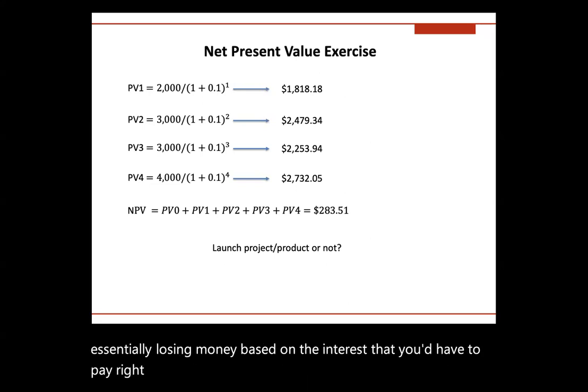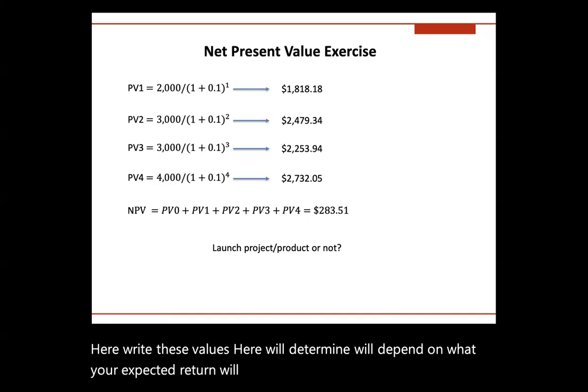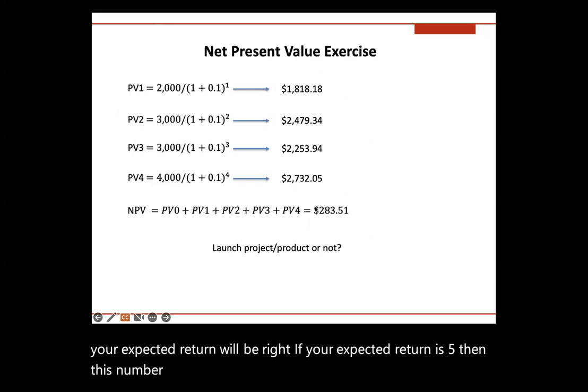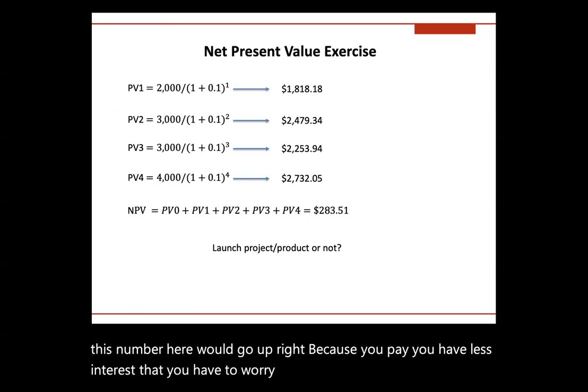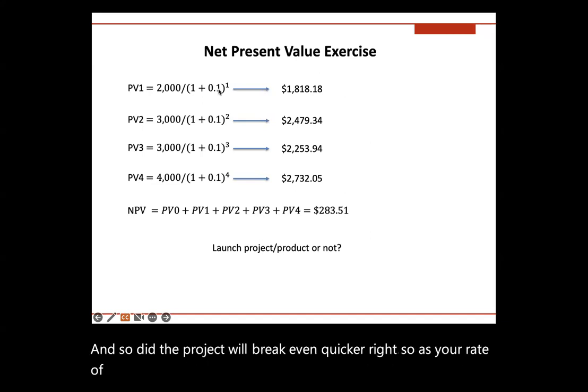And obviously these values will depend on what your expected return will be. If your required return is 5%, then this number would go up, because you have less interest that you have to worry about. And so the project will break even quicker. So as your needed rate of return goes down, the probability that this is positive goes up.